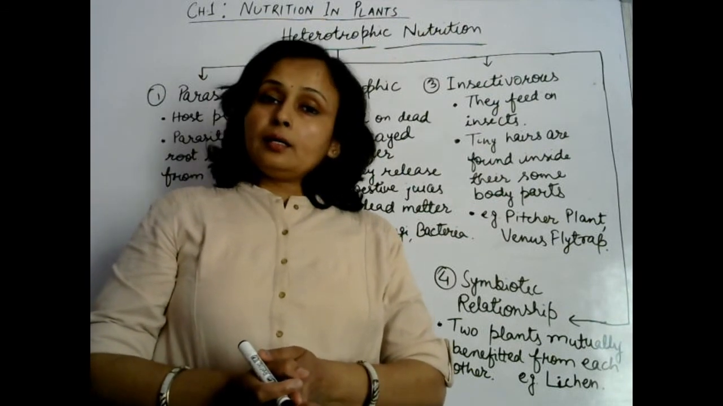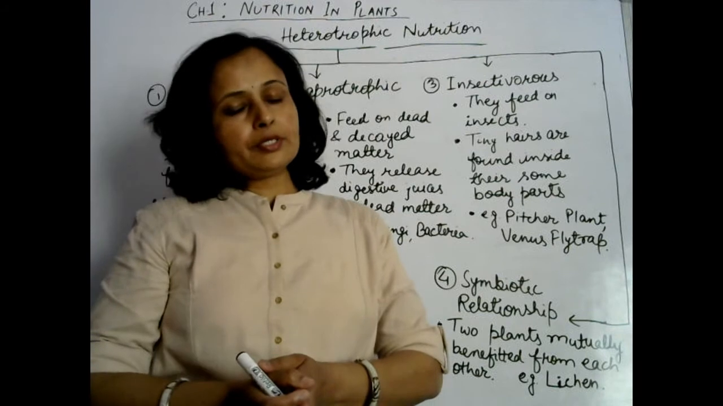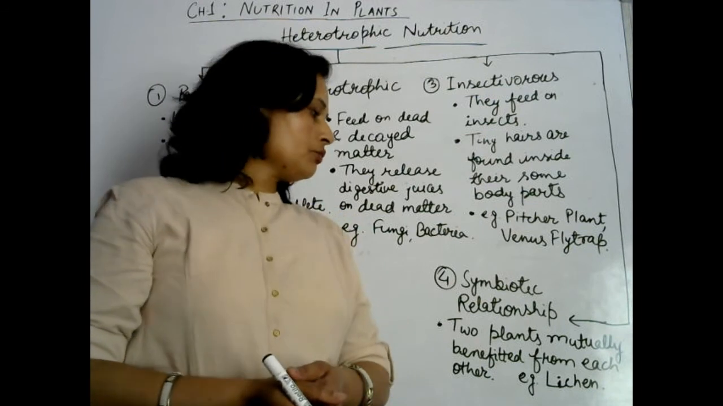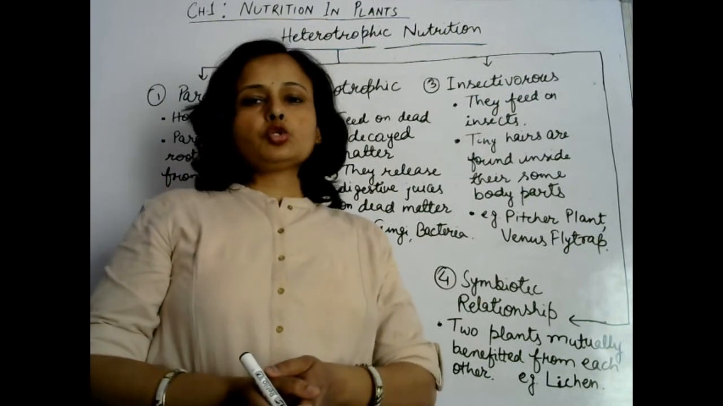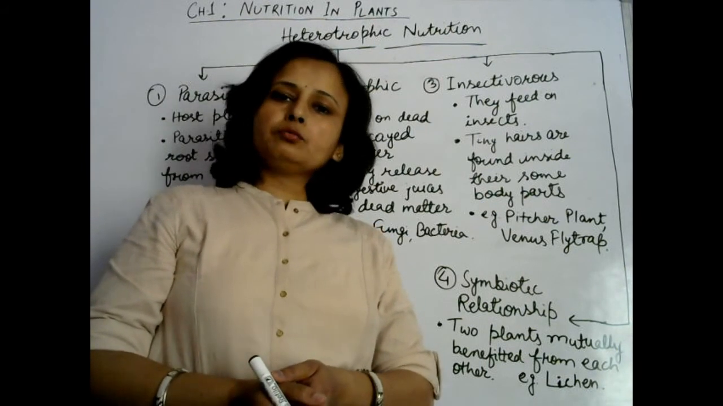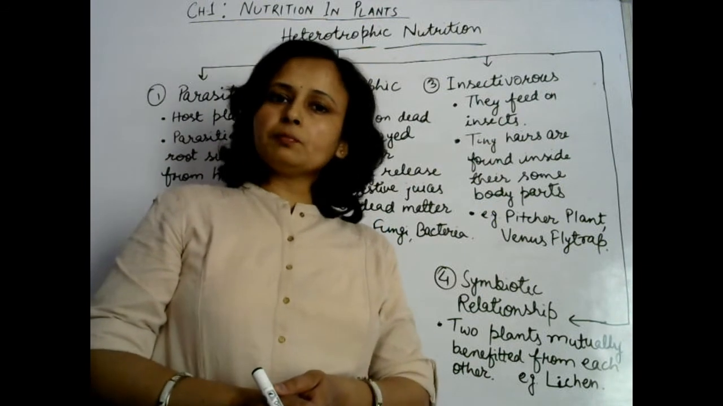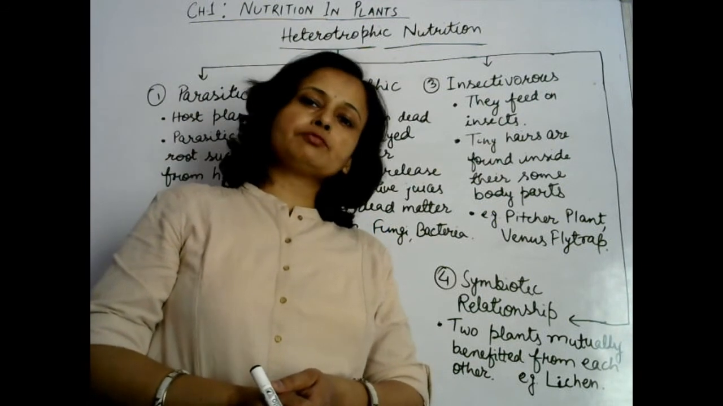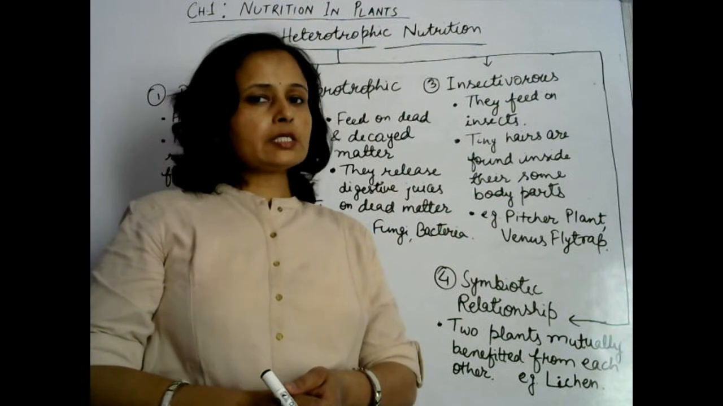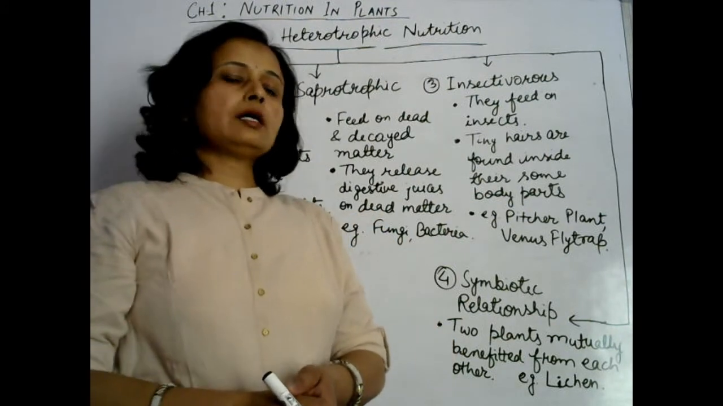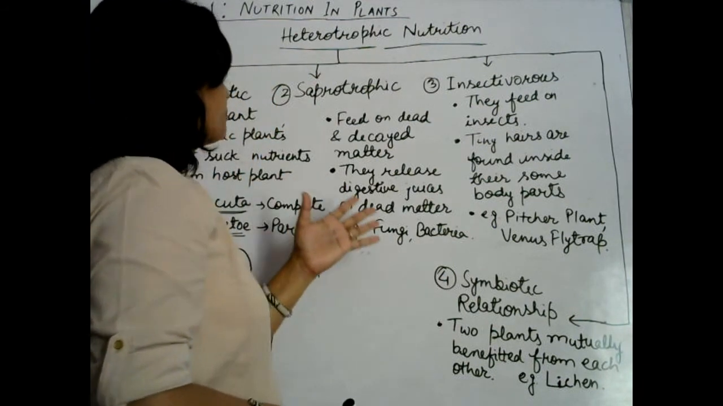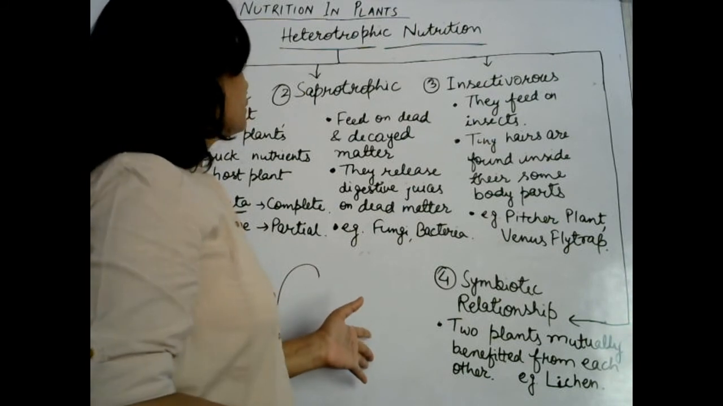Alga has chlorophyll and can prepare its own food, but it requires water and minerals, which are provided to alga by fungus. So fungus gives shelter, water and minerals to alga, and alga prepares food by photosynthesis and supplies food to fungus. So both of them get benefit from each other. These kinds of organisms come under the category of symbiotic relationship. So the chapter Nutrition in Plants is over here.